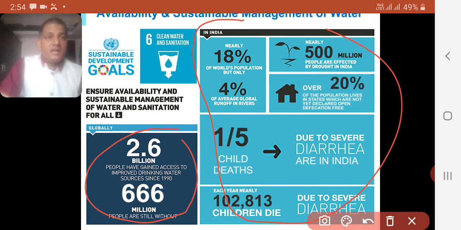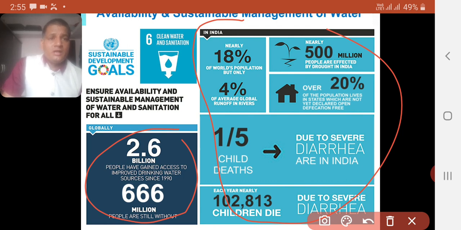If you look at the situation in India, it has nearly 18% of the world's population but only 4% of the average global runoff in rivers. Nearly 500 million people are affected by drought in India. Over 20% of the population lives in states which are not yet declared open defecation free. Now there are some policies and national schemes coming, like Swachhata Abhiyan, Gram Swachhata Abhiyan. Through these schemes, the sanitation problems are overcome, like Swachhata Abhiyan and smart cities.